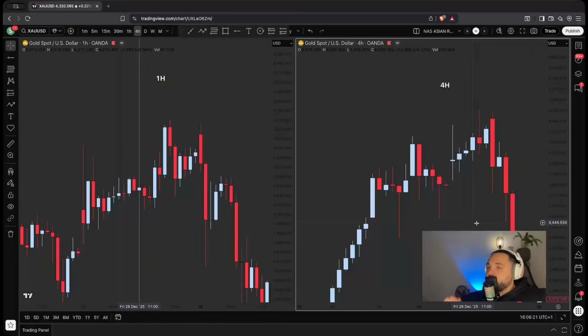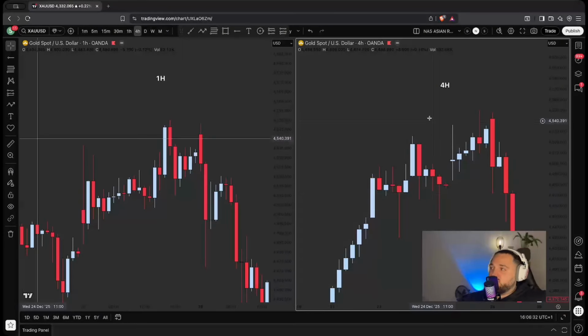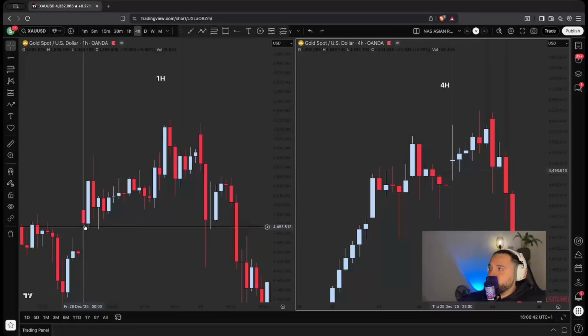So if you look closely, wherever I move my mouse on one time frame, the other time frame is going to show us our crosshairs. So for example, I'm moving up here on the 1-hour time frame, and as you can see here on the 4-hour time frame, it is showing us exactly where that movement was with the crosshairs. And we're going to go over exactly when we had an alignment of market structure.